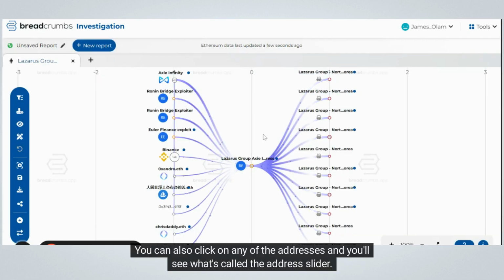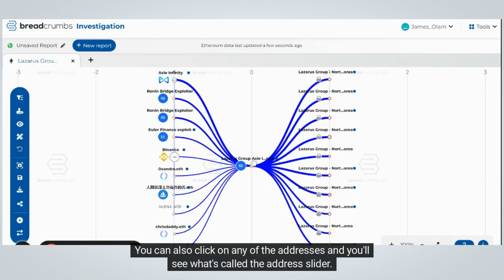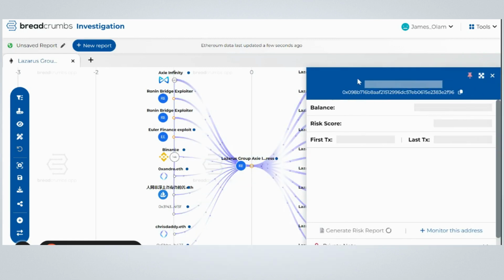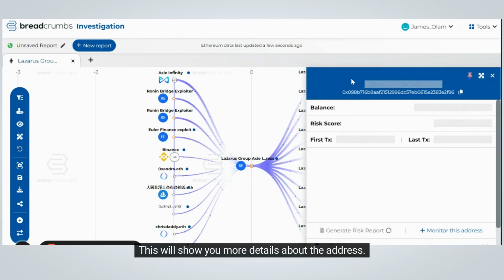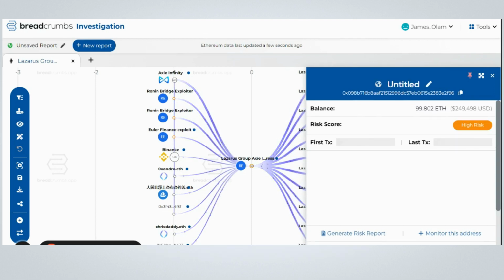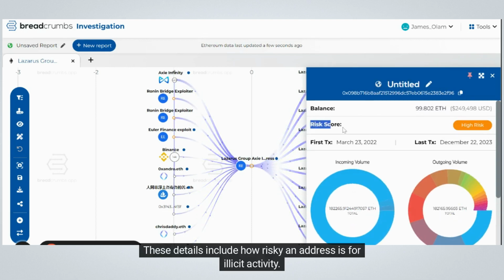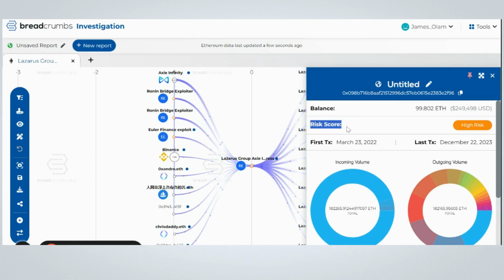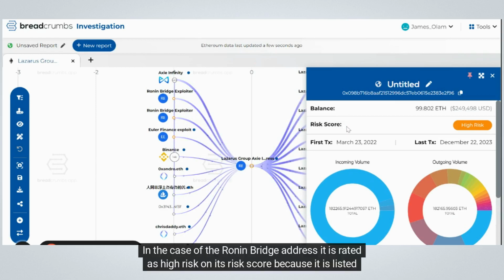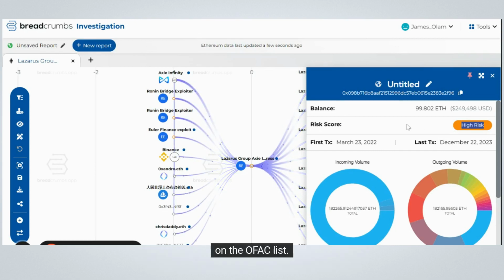You can also click on any of the addresses, and you'll see what's called the address slider. This will show you more details about the address. These details include how risky an address is for illicit activity. In the case of the Ronin Bridge address, it is rated as high risk on its risk score because it is listed on the OFAC list.